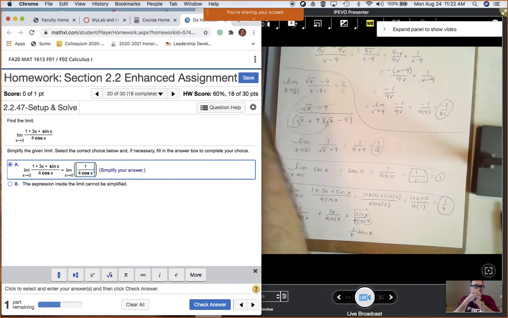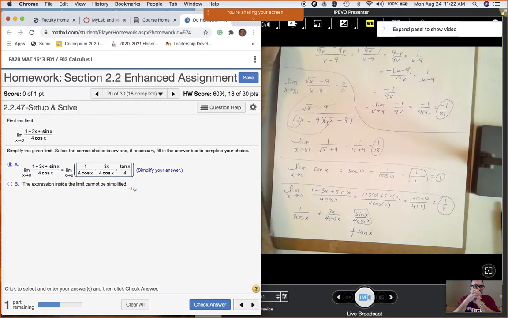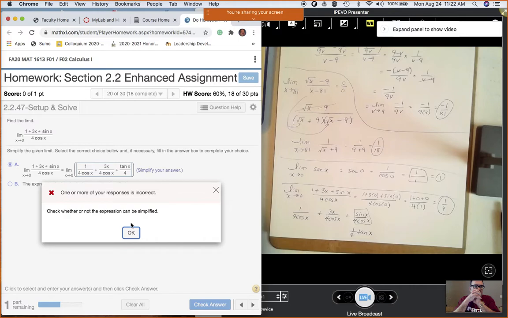Then I've got 3x in the numerator over 4 cosine x. And then I've got tan x over 4, which is a simplified way to write 1/4 tan x. See if that's what they want.